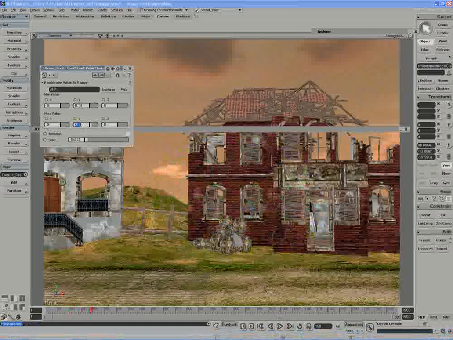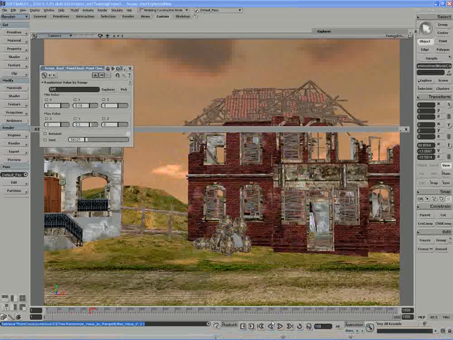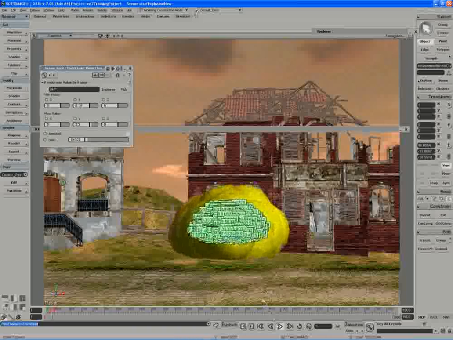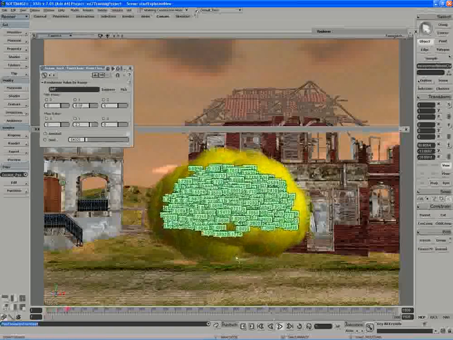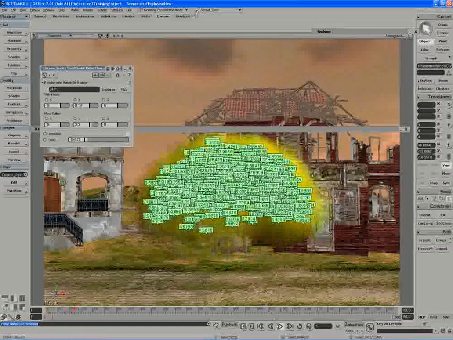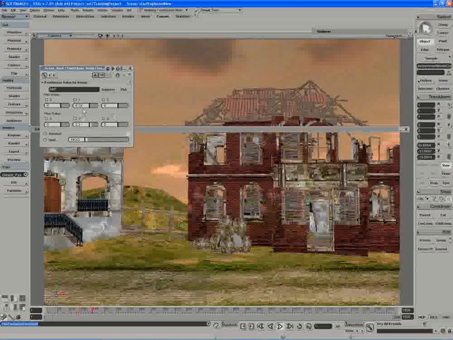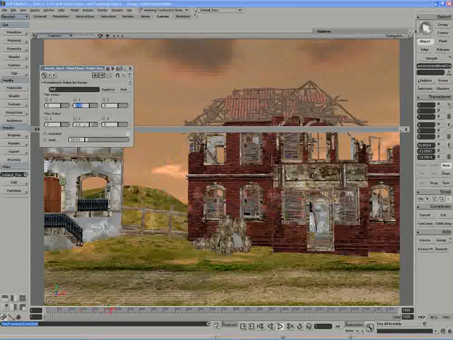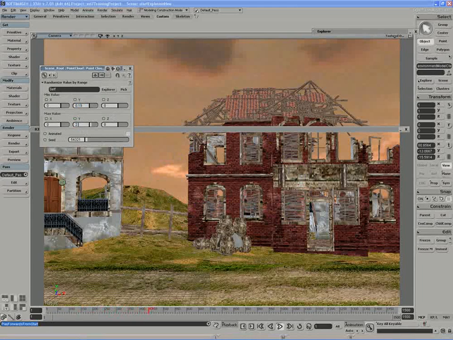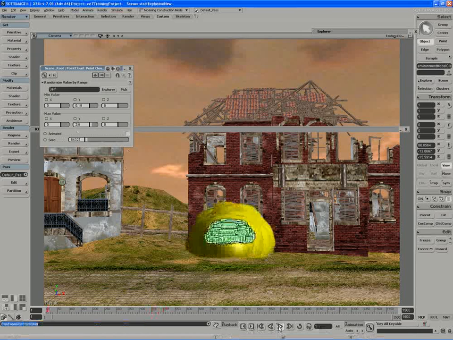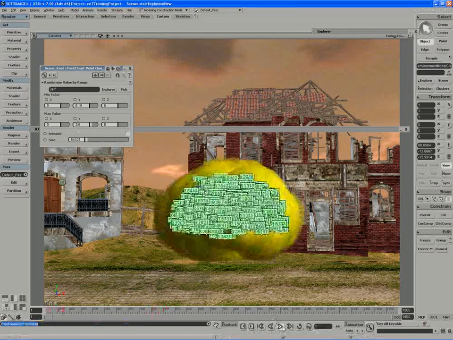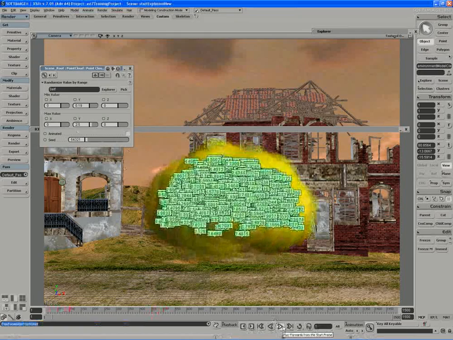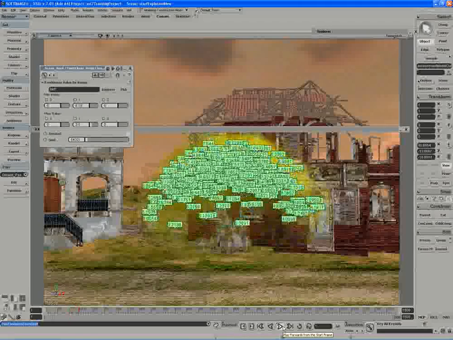Okay, we could probably push them up a little bit more. Let's try 2.3. And now we're starting to get a movement in the direction that we want. Okay, I think that will look pretty good. I think, yeah, right around there.